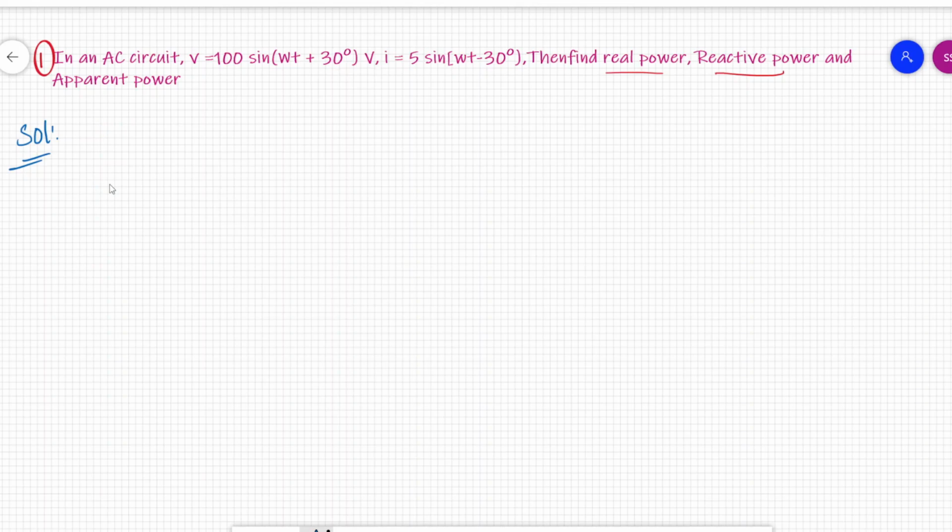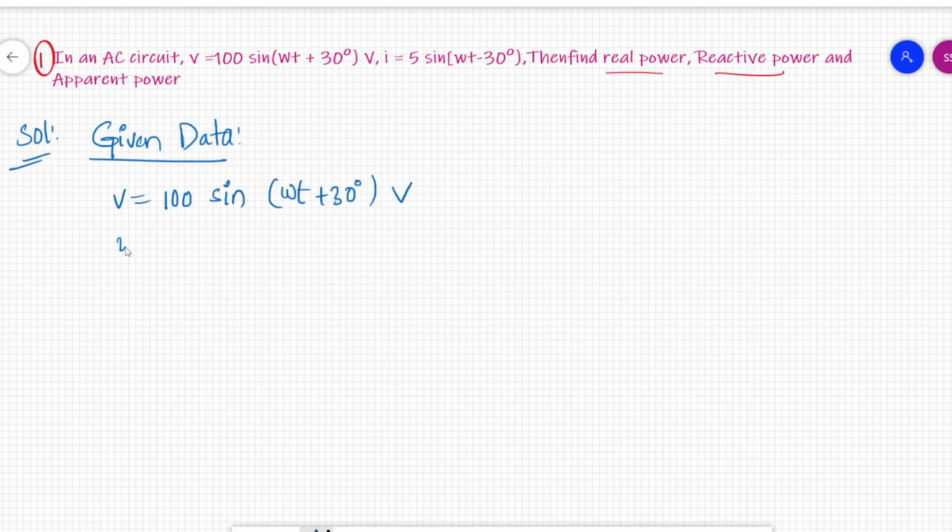So what are the things we need? Let us write down the given data. What is the given data? First we need to write down the given data. He has given instantaneous voltage, that is 100 sin(omega t plus 30 degrees) volts, and instantaneous current, that is 5 sin(omega t minus 30 degrees) amperes.